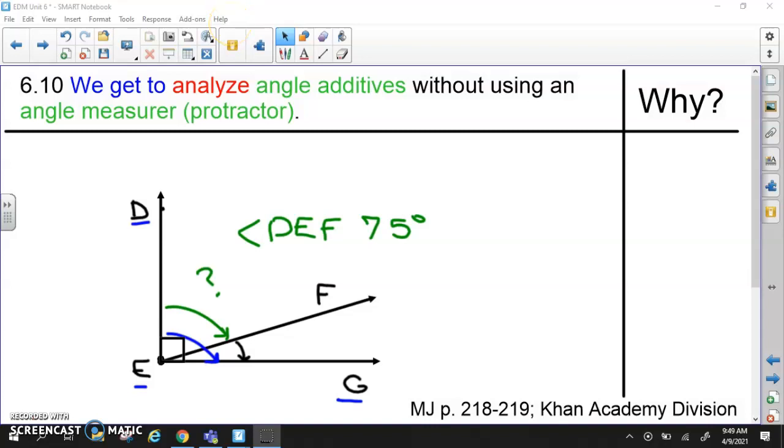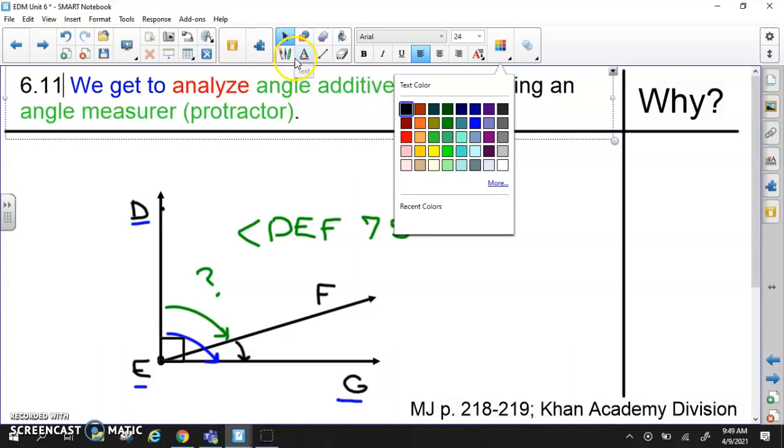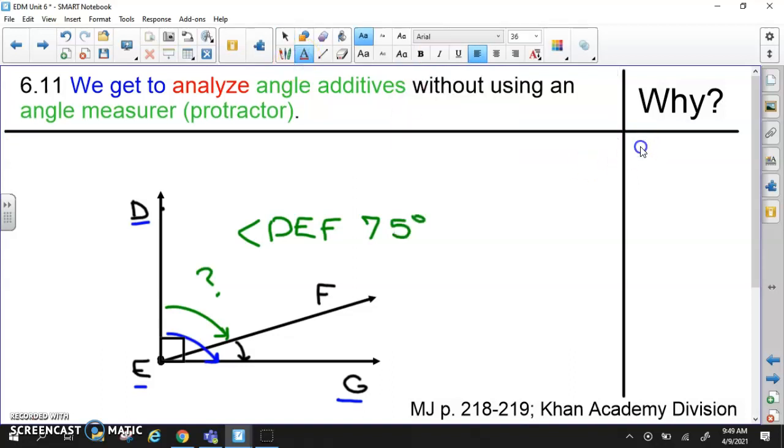Hey, we are not working on 6.10 actually. Today is 6.11, I believe. Yeah, today's 6.11. What we're going to be doing is analyzing angle additives without using an angle measurer or protractor.